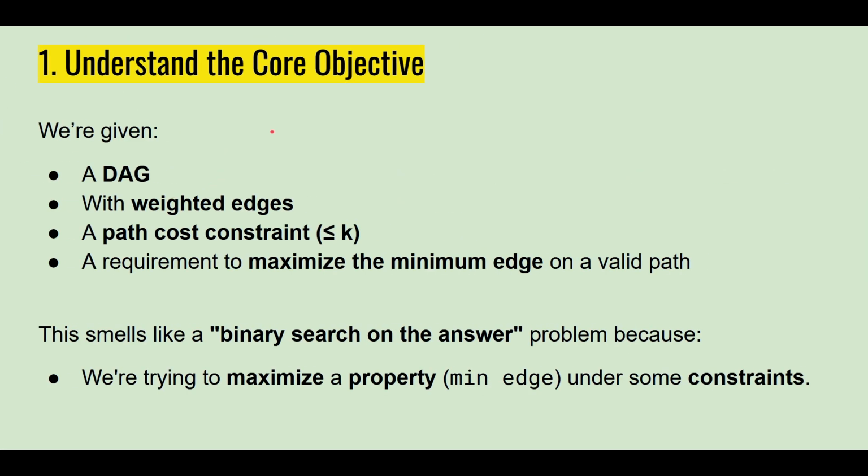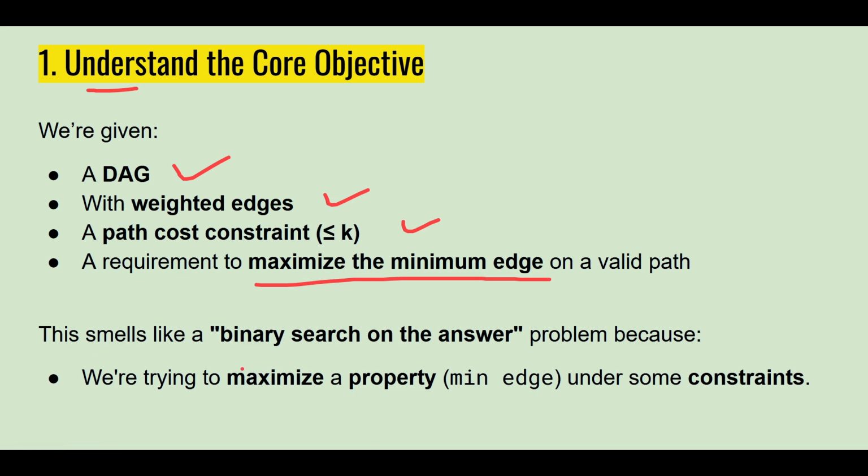The very first thing, now you will say, one of the comments I have shown in the previous video, is how you approach this problem, right? So very first, you try to understand the core objectives. What we are given: we are given a DAG with weighted edges. We have a path cost which is less than or equal to k, and our requirement is to maximize the minimum edge on the valid path.